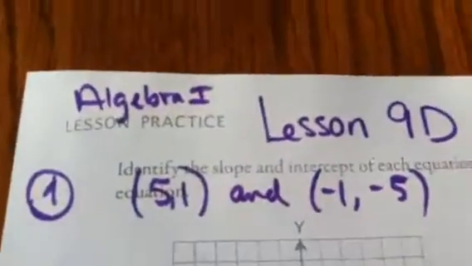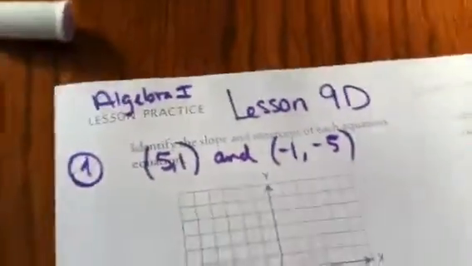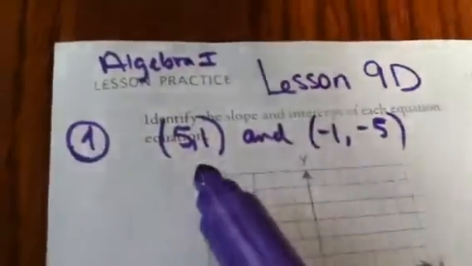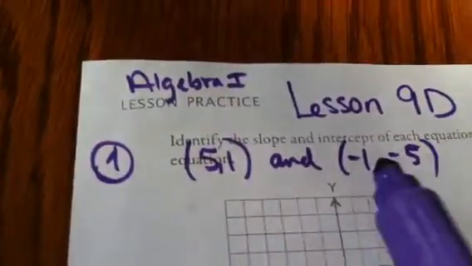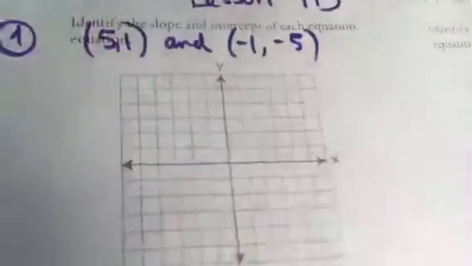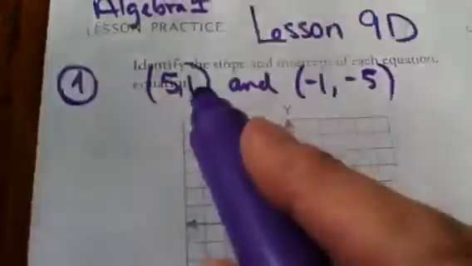Well, welcome back. This is Algebra 1, Lesson 9, and I decided to go ahead and just do part of Lesson 9D. If you look in your book on number 1, and I'm just using some scrap here, it wants you to plot these 2 points. They provide the little graph for you, but when you plot this point, you're going to go 5 on the x and up 1.